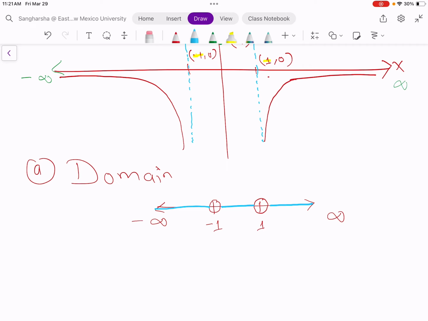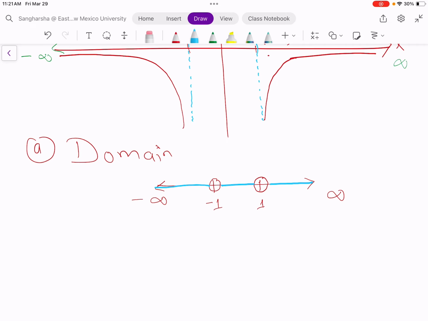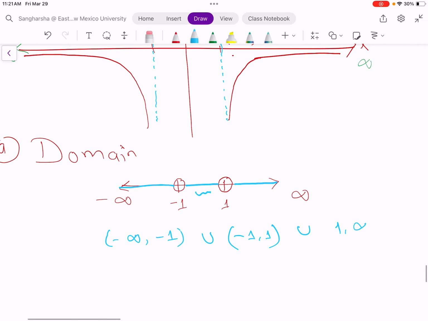So what is the interval notation for the first part? That is from -infinity to -1. Since we have an open circle, we are excluding, so we have a parenthesis, union, and for the middle part from -1 to +1, both of these are not in the domain, so we exclude them. Parenthesis, union, 1 to infinity. So this is the domain. You will be given a graph with vertical asymptotes, so you find the points where the vertical asymptotes are, and you exclude those points from the real numbers. That is the domain. Okay, so that's the first type of question.